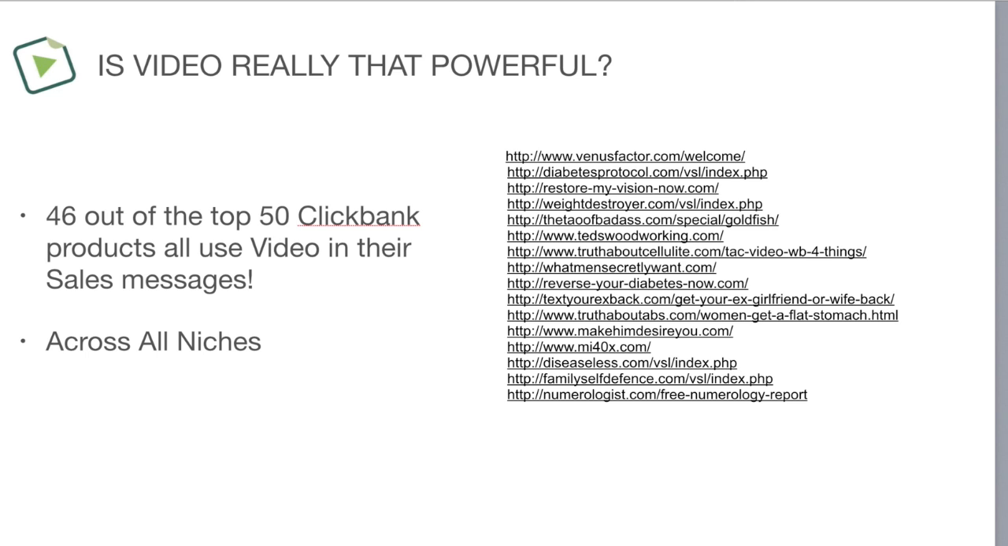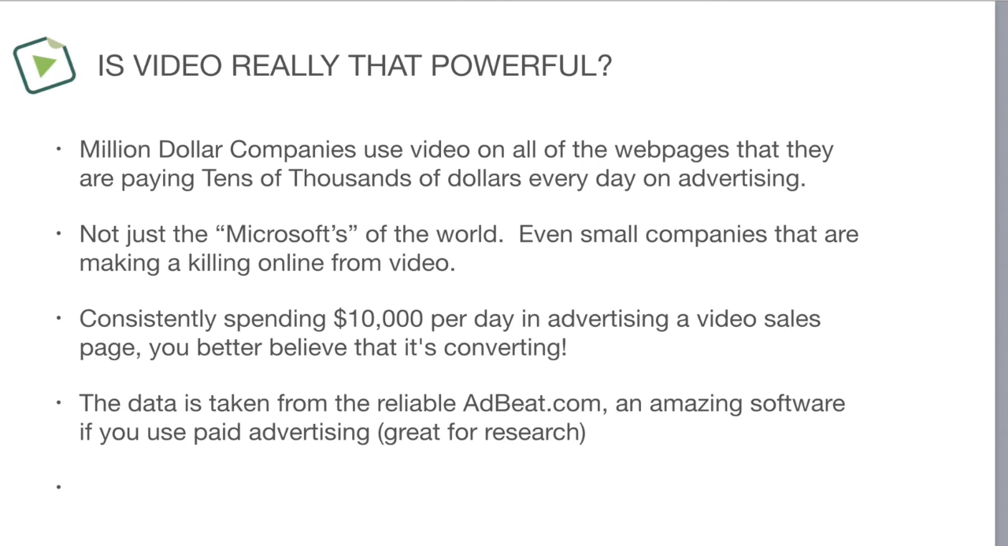It's a trend. And these ClickBank products that are consistently making thousands of dollars per day, they live and die by conversions. So you can guarantee it that these 46 out of the top 50 ClickBank products, they have it pretty dialed in. They know that video is what is converting into sales. Okay. Now, $1 million companies are using video on web pages, and they're paying tens of thousands of dollars every single day on advertising. And what's cool is that it's not only $1 million companies, it's even the small companies that are making a killing online from video. So it's all different shapes and sizes.